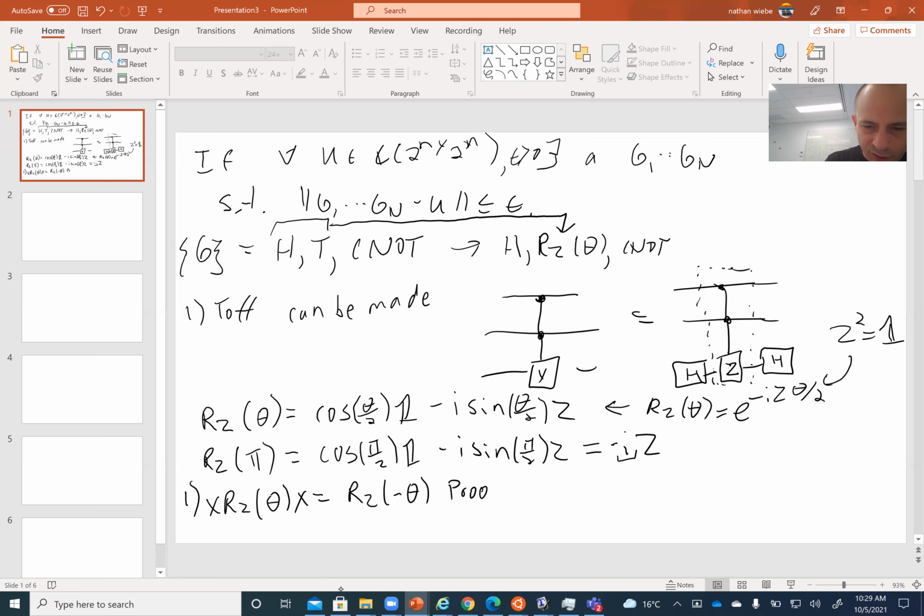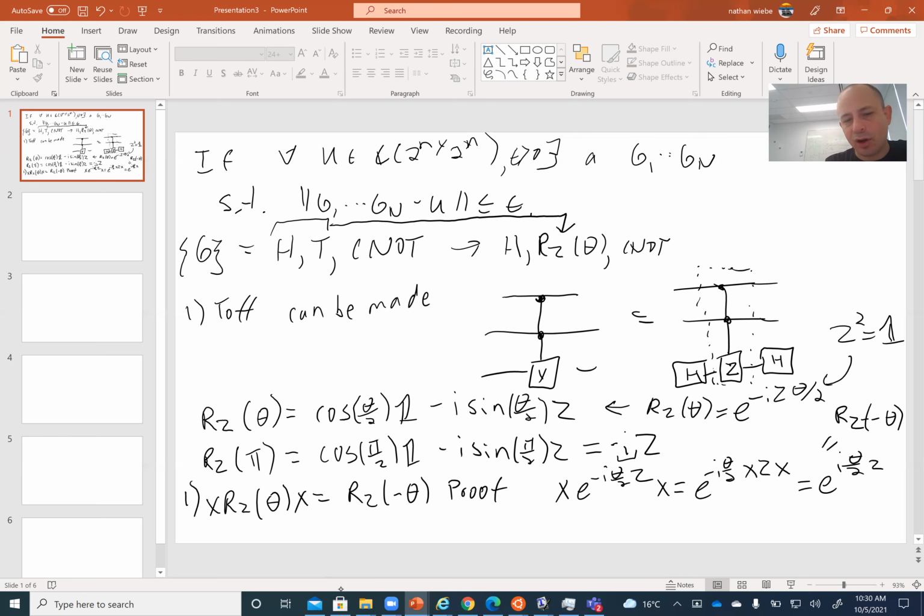The proof for this is easy. Using the property that RZ X is equal to X e to the negative i theta over 2 Z X, which is equal to e to the negative i theta over 2 X Z X, which is equal to e to the i theta over 2 Z. And this is equal to, of course, RZ of negative theta. So we can see that putting two NOT gates around an RZ gate will flip its direction.